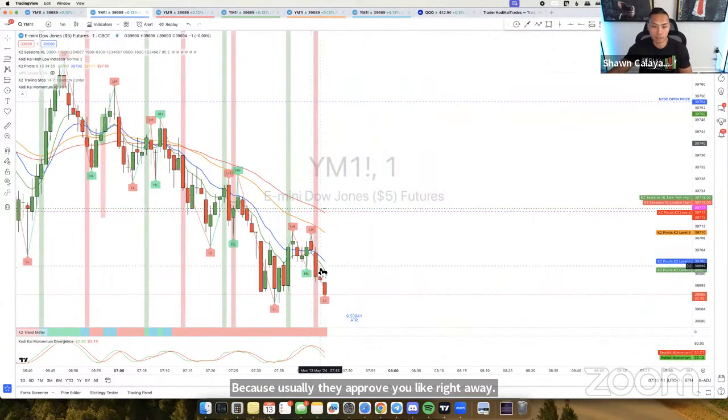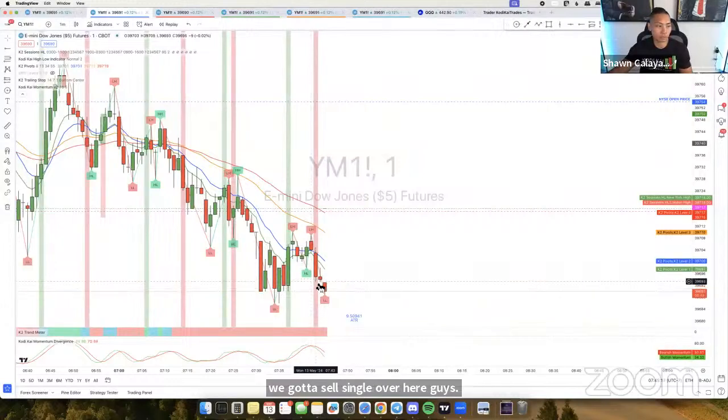All right, so we got a sell signal over here, guys. Price is coming back down. I mean, if you guys are looking for a momentum divergence, there may be opportunity here for it.